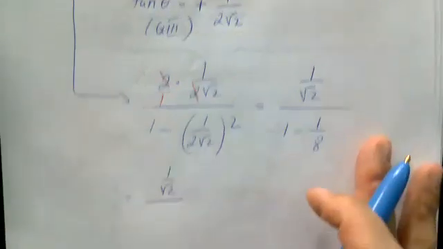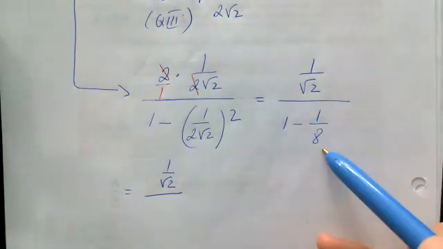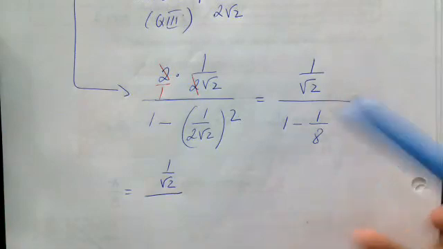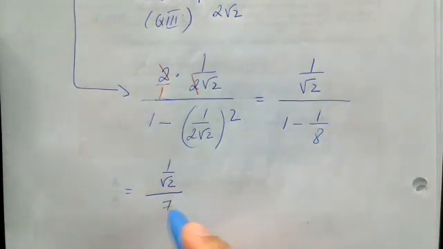I'm copying the numerator again, 1 over square root of 2. And at the denominator, we have to subtract. 1 minus 1/8 is going to be how many 8s? 8 over 8 is going to be 1. And if I subtract 1/8, it's going to be 7/8, right? But yes, you can do 8 over 8 minus 1 over 8, and that's going to give you 7/8.